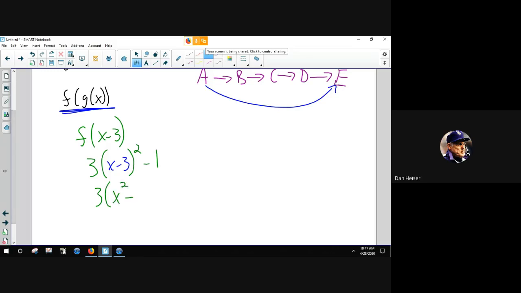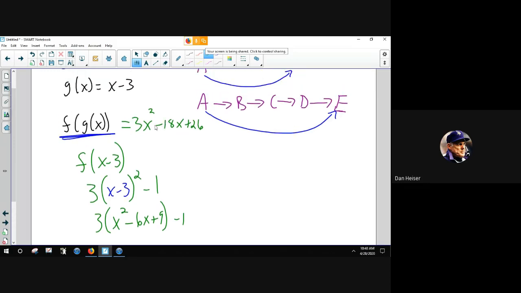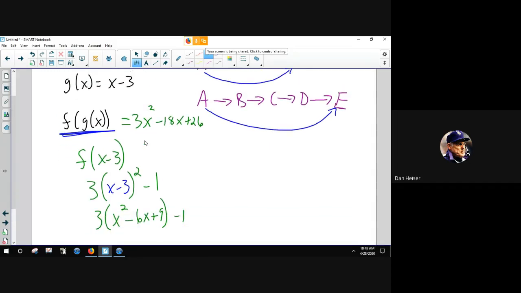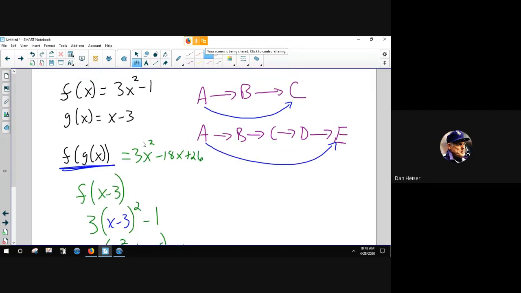So we're going to finish this up a little bit. F of g of x is going to be 3x squared minus 18x plus 26. That is one function that does the work of everything. That will take us from the beginning straight to the end. Let's test it. Here's how we can test that.